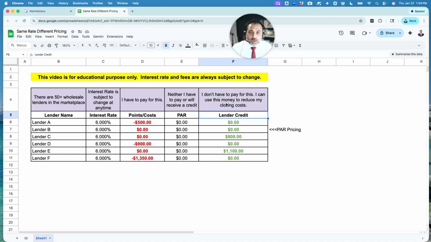Lender credit is where I don't have to pay for something. I can actually use this money, this lender credit, to offset my closing costs. So basically, the lender is giving you some money on that particular time and date. Interest rate is constant here, okay? But yet you can see, and you should ask yourself now, how come the data here changes?